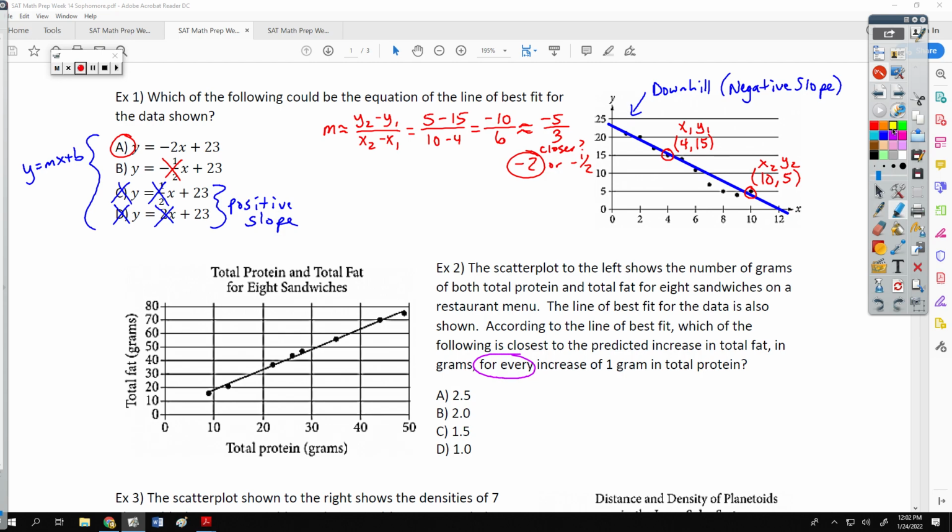So this is a really long question here. Predicted increase in blah, blah, blah. Well, as soon as we see the words for every, we should realize they're asking us for a rate of change or slope.